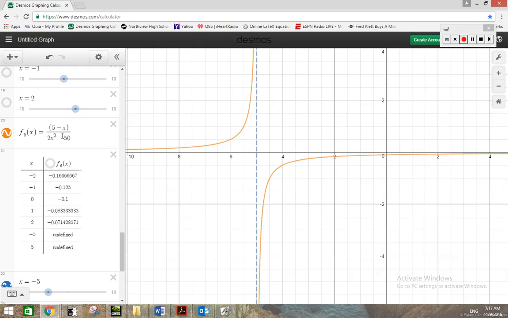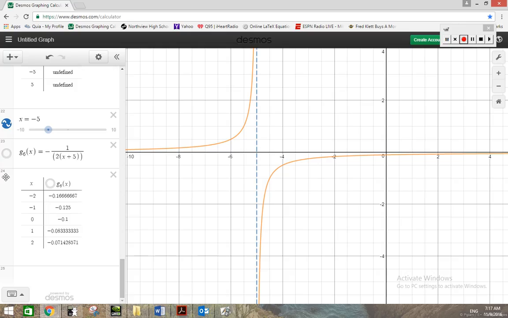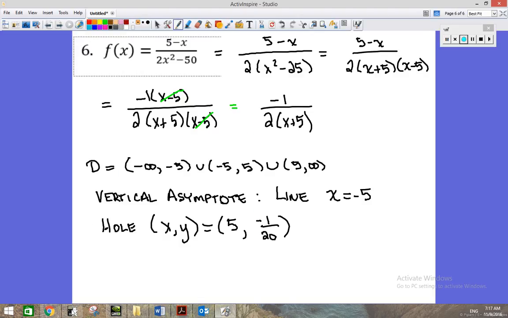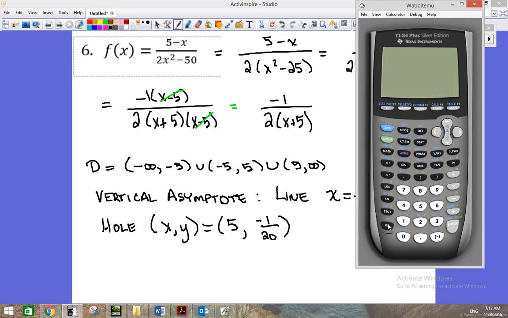Okay, so this original function, I've got it in orange, and if I come in to the reduced function and make it black, you can see that it appears to be the same. The only difference between the two is that the one in black does not have a hole at positive 5. We have negative 0.05, and that's the decimal number of this fraction, negative 1 over 20. Negative 1 over 20 is negative 0.05.